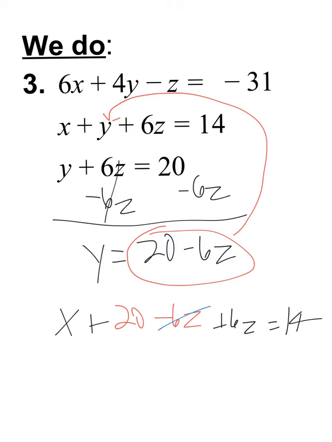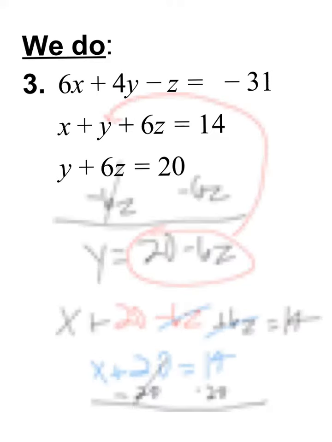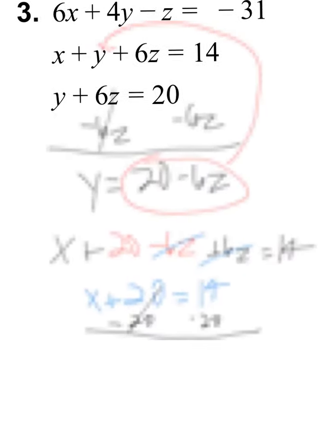So if you notice, negative 6z plus 6z makes 0. So it says x plus 20 equals 14. And so what number plus 20 equals 14? Well, if you're stuck on that, you know you can just minus 20 to the other side. And 14 minus 20 is going to get you negative 6.